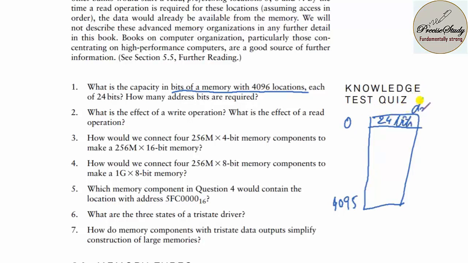The first bit I am going to consider as D0 and the last bit as D23. So in this location I can store 24 bits, in the next location I can store 24 bits, and so on up to 4095, where I can also store 24 bits.